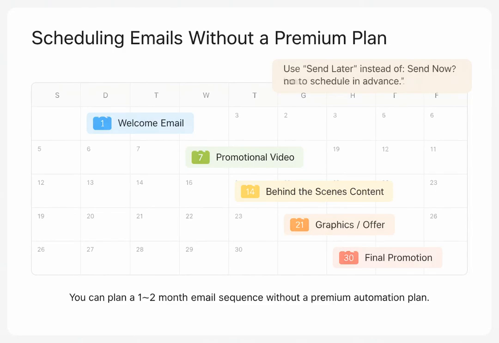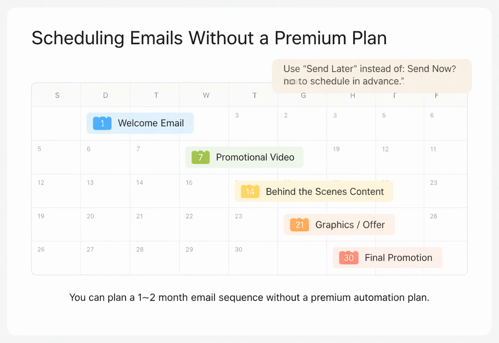Now, here's a really practical tip for those who don't want to pay for a premium automation plan right away. The instructor shares a clever workaround. Instead of using automated triggers, you can manually schedule your emails in advance. You simply set the send later date for each email rather than hitting send now.